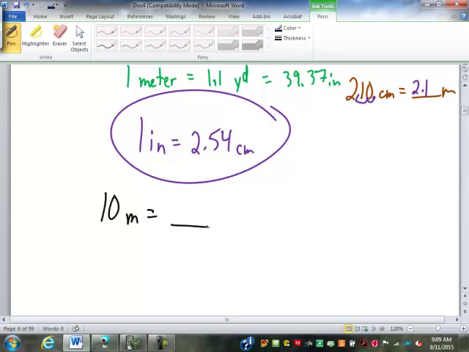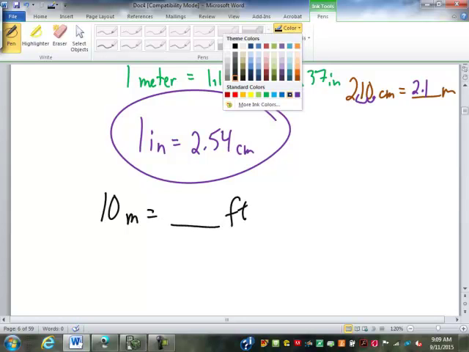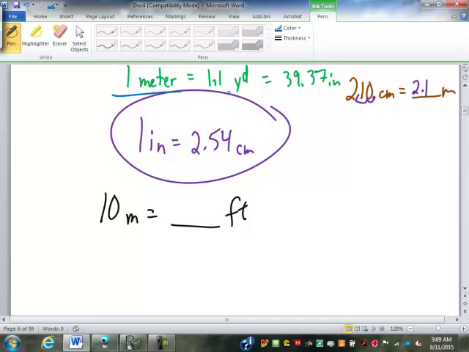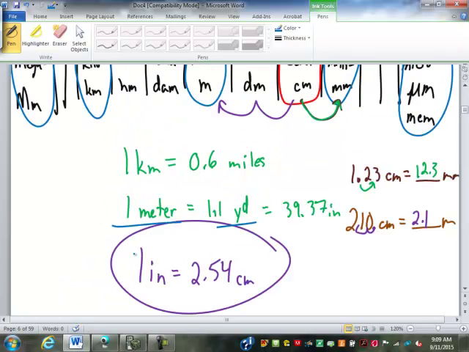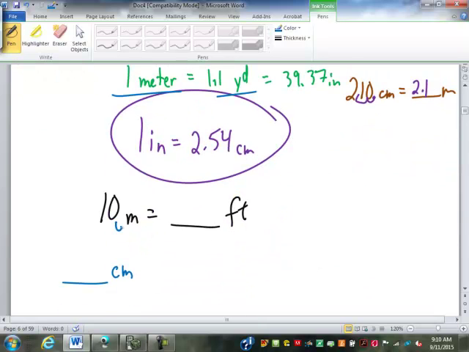So let's say I want to convert 10 meters into feet. I could use the fact that 1 meter is like 1.1 yards or whatever. But what works best for me is I'm going to convert meters into centimeters. So 10 meters, 2 to the right, 2 to the right, that is 1,000 centimeters. Then I'm going to convert that into inches.